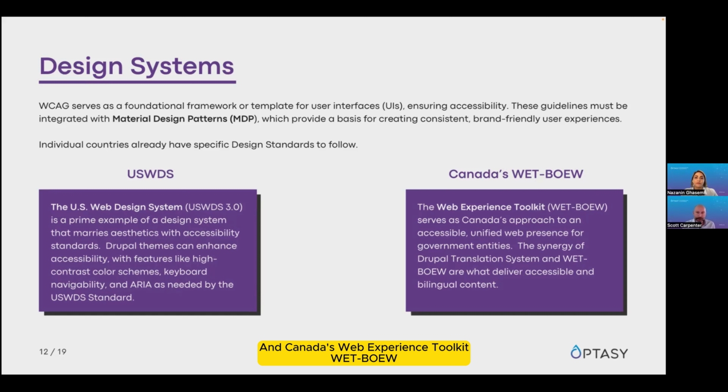USWDS, and Canada's Web Experience Toolkit, WET-BOEW, are such design systems that streamline the development process while ensuring the site meets requirements. The US Web Design System is a prime example of design systems that marries aesthetics with accessibility standards. Drupal themes can enhance accessibility with features like high contrast color schemes, keyboard navigation, and ARIA is needed for this.